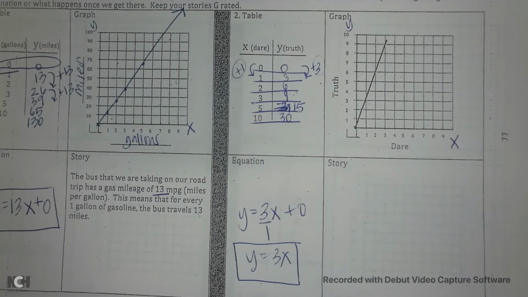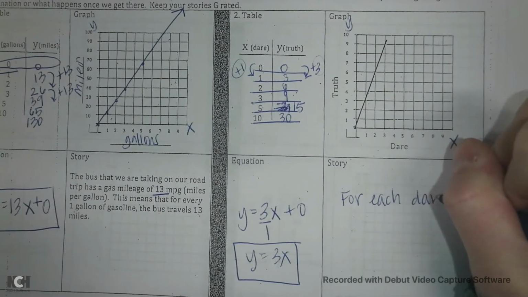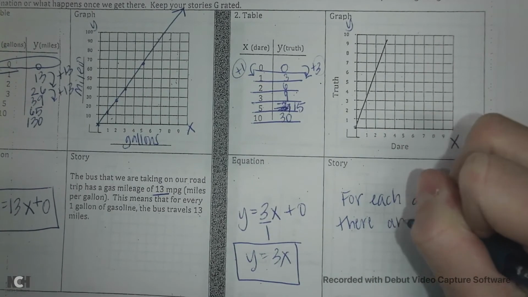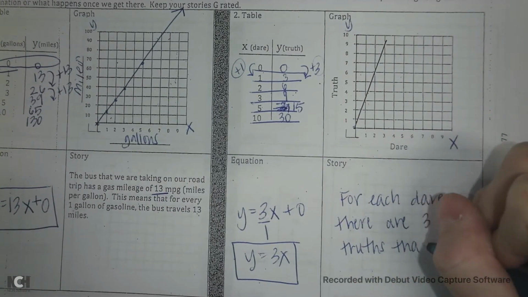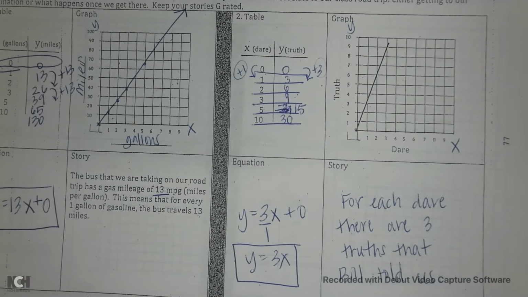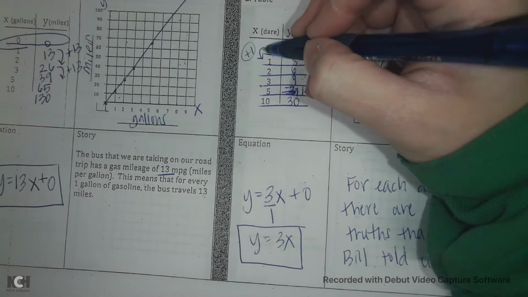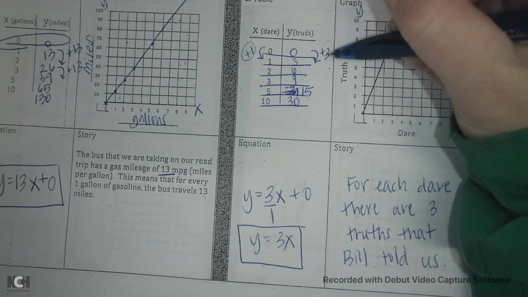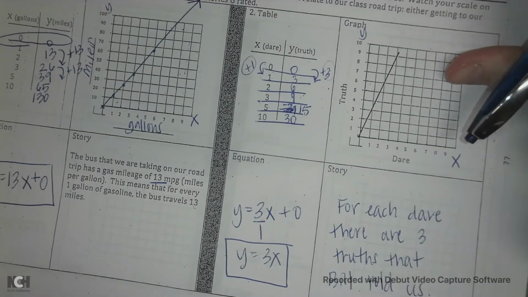Okay, then my story. For each dare, there are 3 truths that Bill told us. I don't know. It works though, because for each dare, that means that we're going up by 1 every time, and then the rate of the truths are 3 for every dare. Okay? Something like that. Hopefully you can come up with a better story than I can. We'll do one more.